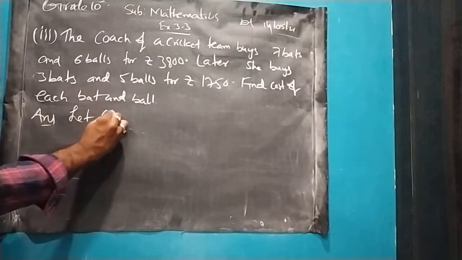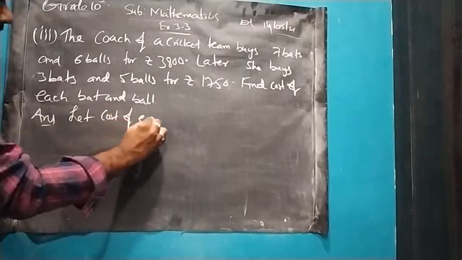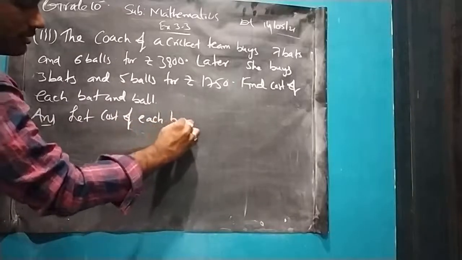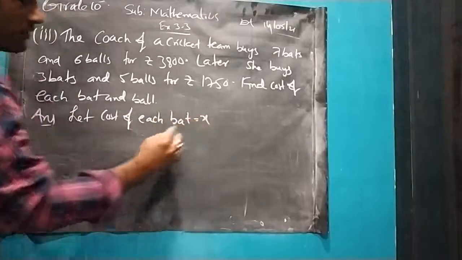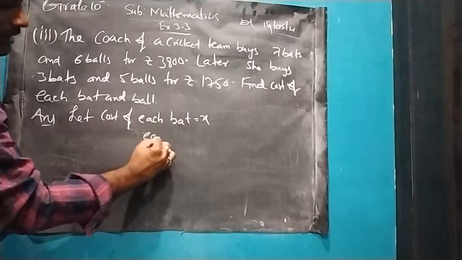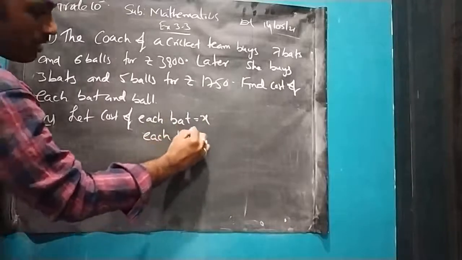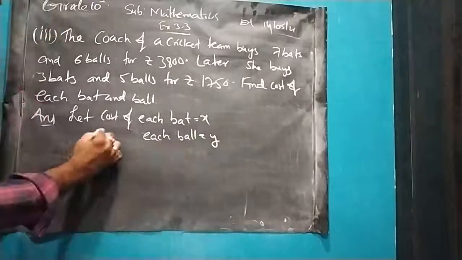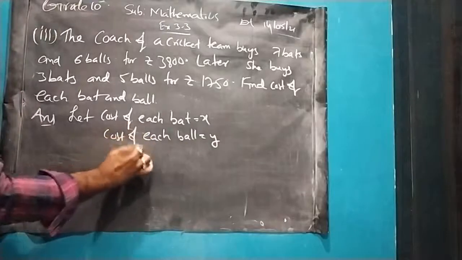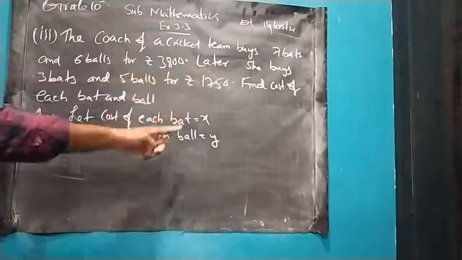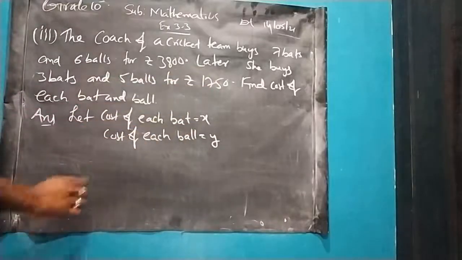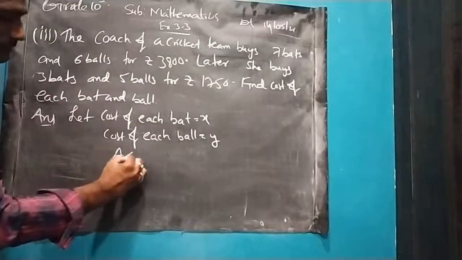Let the cost of each bat be x. We will assume the cost of each bat is x and the cost of each ball is y. So whatever is being asked in the question, we will assume it as x and y. Okay. According to the question.